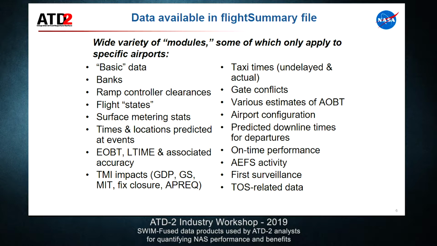We look at things around banks. Obviously, Charlotte and DFW have a pretty strongly banked schedule, so we're trying to capture some notion of that. Ramp controller clearances, obviously of great interest at Charlotte. Flight states, some way the system is modeling the flight in the back end. Surface metering, we have a whole suite of metrics we compute there, for Charlotte.